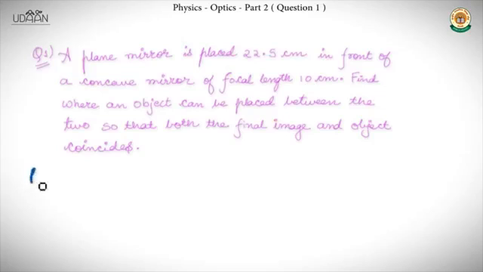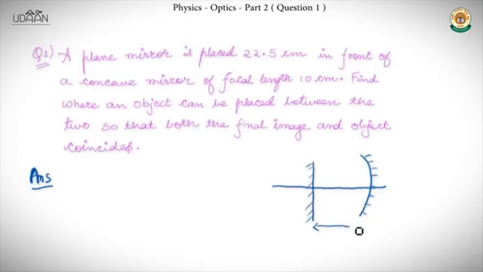Now, we'll first analyze the setup of the question. So, basically, there is a concave mirror, there is a plane mirror, whose distance between both of them is 22.5 centimeters. Let this be M, this be P. And the focal length is 10 centimeters.